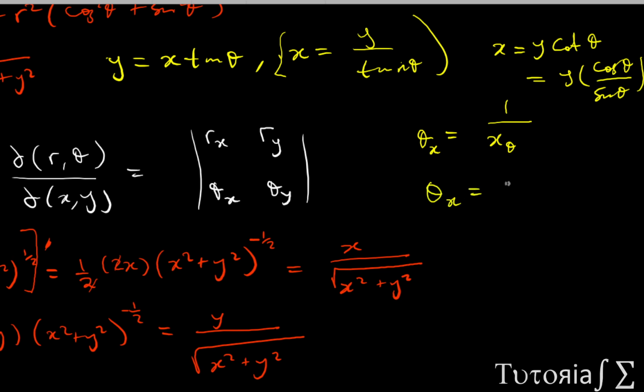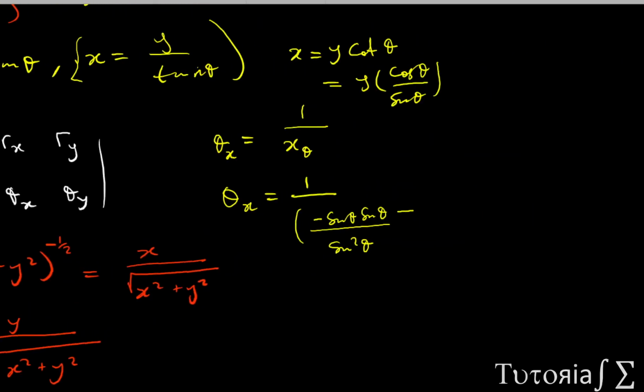So theta with respect to x will be equal to 1 over x with respect to theta. So x with respect to theta, simply putting it, this will be the denominator squared, so that is sine squared theta. Then the derivative of this, that will be negative sine theta times the denominator sine theta. Then we say minus, so this is all over, minus the derivative of sine, that is cos theta, times the numerator there, that is cos theta. So this is just differentiation, which you should know.